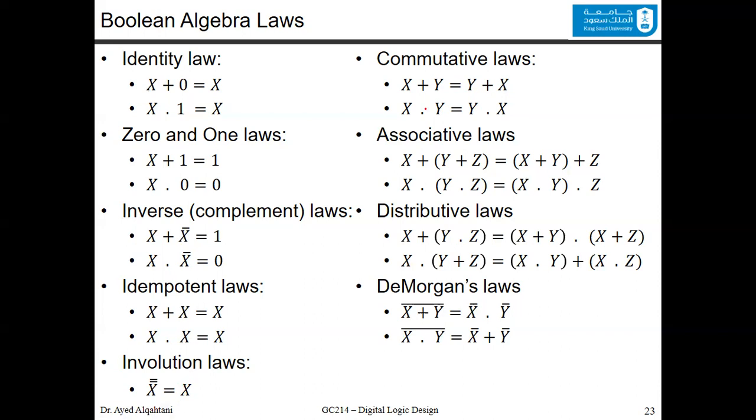And then we have three laws: the commutative, the associative, and the distributive laws. The commutative law: you can exchange x or y with y or x, and you will have the same thing. Similarly for the AND. The associativity is if you have x or y or z, getting the result of y or z and then ORing it with x is the same thing as getting x or y first and then ORing it with z.